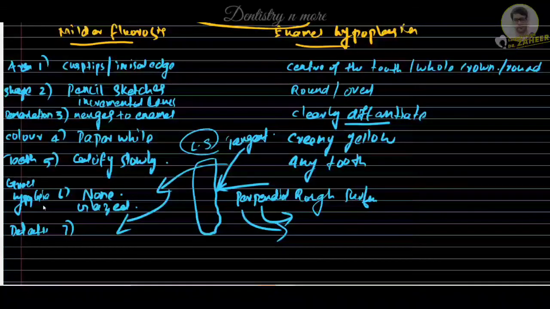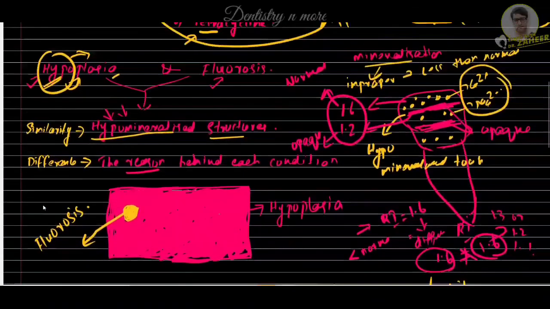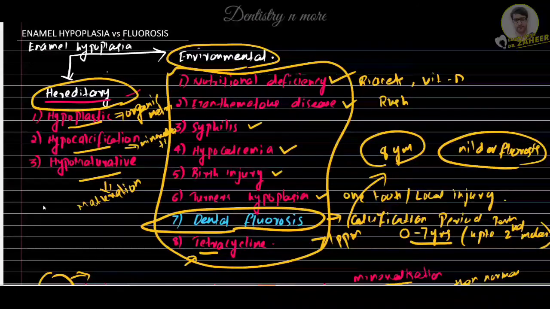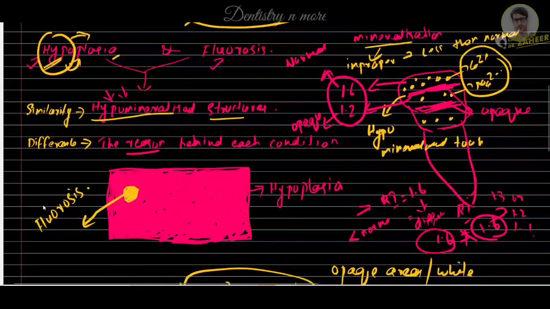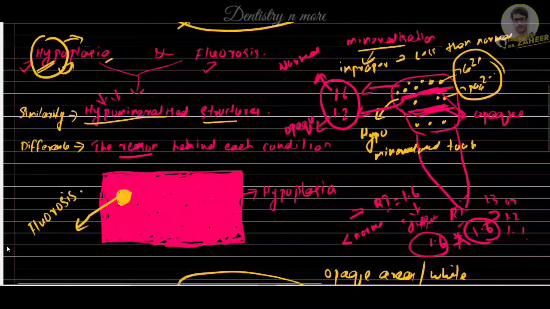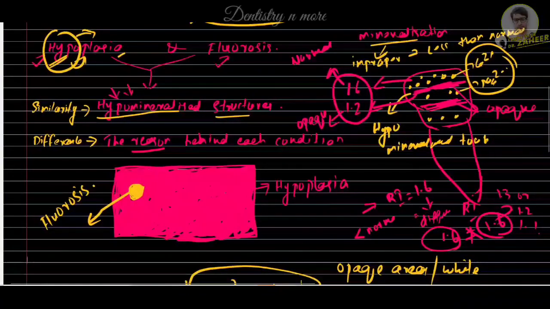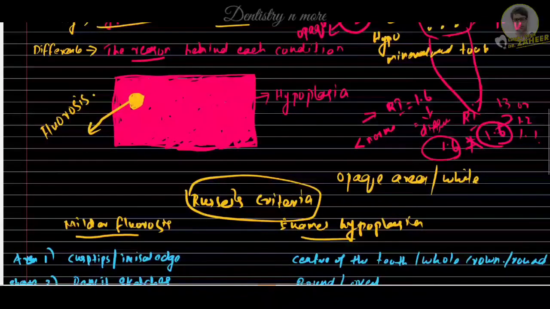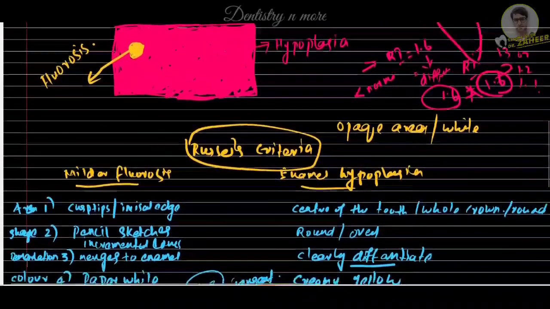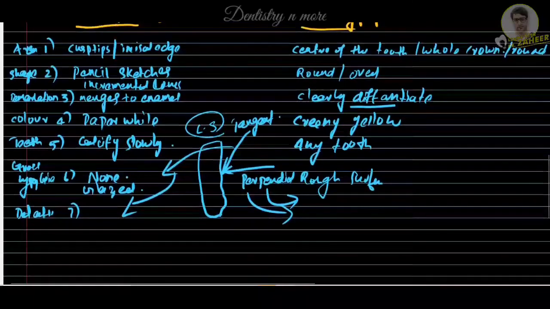So that was all about this session. This was more like a concept clearing session. Enamel hypoplasia is a very broad thing. It has hereditary and environmental reasons, and one of the environmental reasons is fluorine, and over consumption of fluorine causes dental fluorosis. Hope you remember this picture. Enamel hypoplasia is a big thing, and under it there is a small classification, fluorosis. Don't forget about the color and its reason, that is the refractive index, how mineralization happens, how hypoplasia is nothing but hypomineralization, and the criteria of mild fluorosis and enamel hypoplasia.